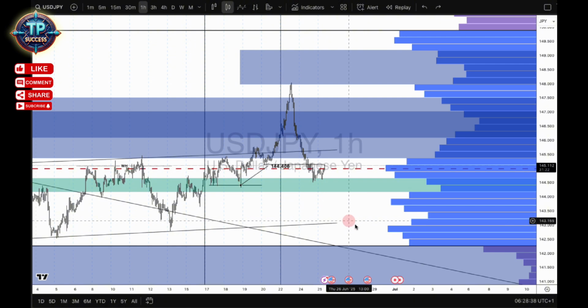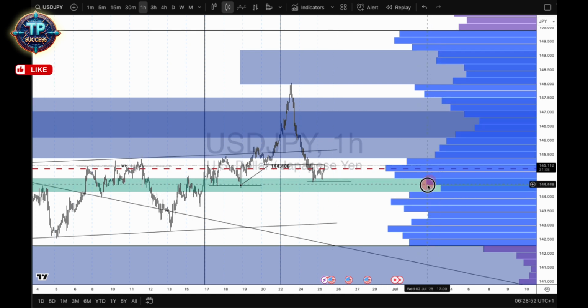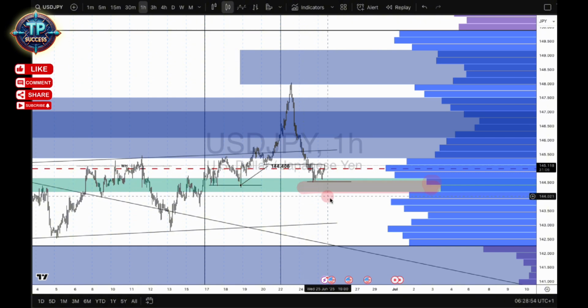And that would be this location right here. So if this location is taken out, I could consider taking a sell, and obviously it becomes that much stronger if it's done under this low value node over here. So if it's done under there, then obviously it makes it that much stronger.